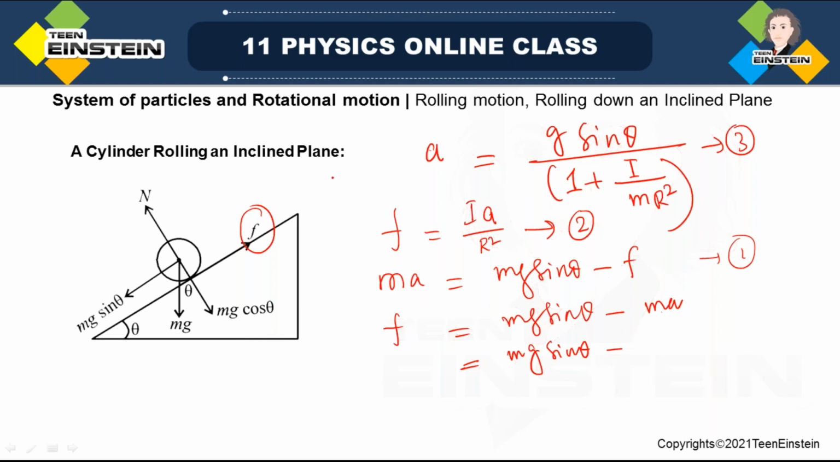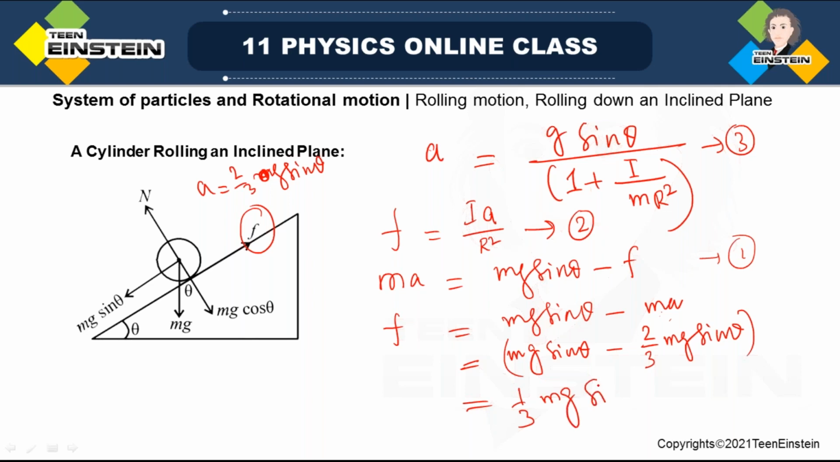In case of cylinder, a was 2 by 3 g sine theta. Sorry, a was 2 by 3 g sine theta. Okay, so m is already there, so I can just write it 2 by 3 m into g sine theta. Now if we just do this simplification, look what we get is 1/3 mg sine theta.